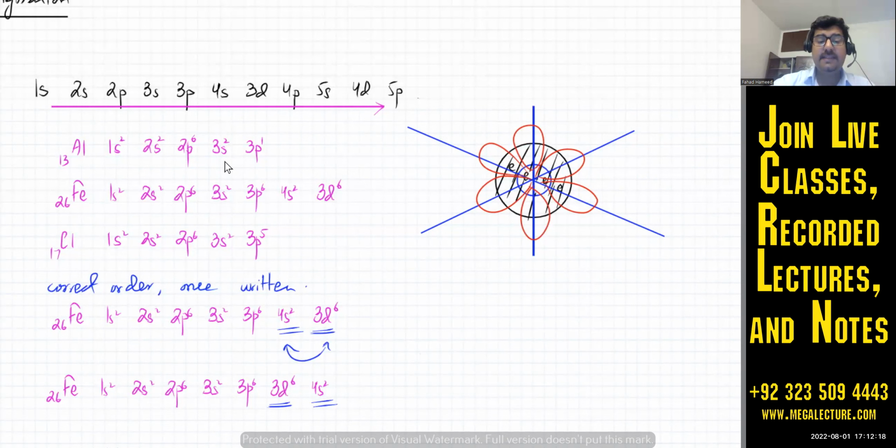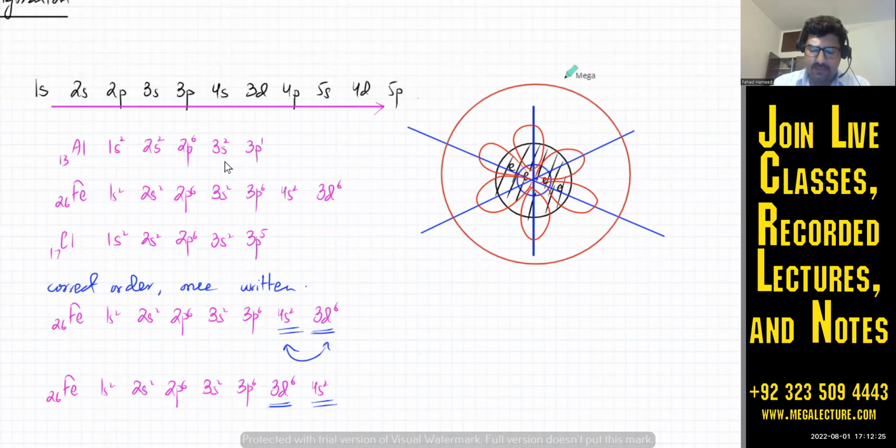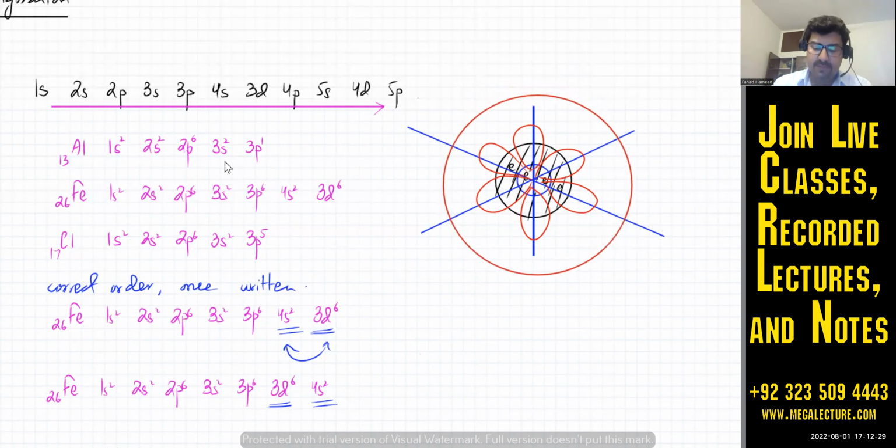Then you have 3s. 3 means it's even more energetic, but it's an s. So that means there are 2 electrons, and their negative charge will be distributed in a much bigger space. 2 electrons, as you can see on the screen, their negative charge will be distributed in this entire bigger space. They'll be even more energetic.